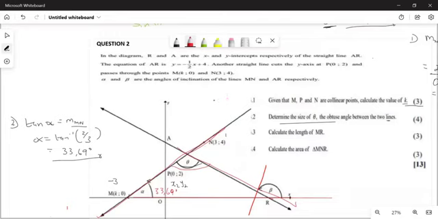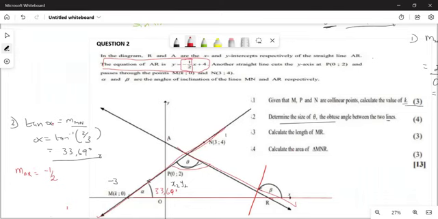I will look for the gradient of line AR, and I'm given the equation there. So I will take y equals -1 over 2x plus 4. So -1 over 2 is the gradient. M of AR is going to be equal to -1 over 2, because this equation is already in standard form. Since it's in standard form, you can simply take it exactly the way it is.